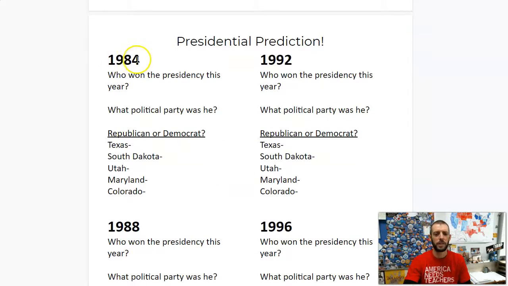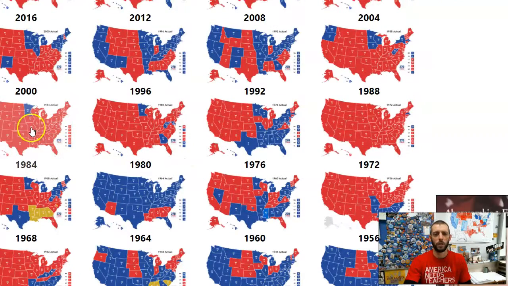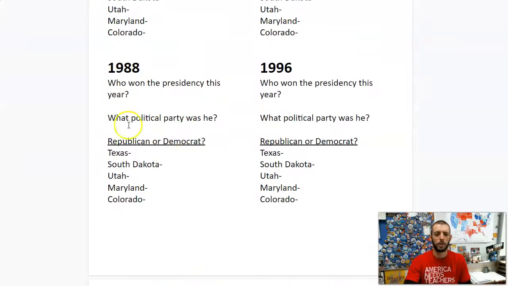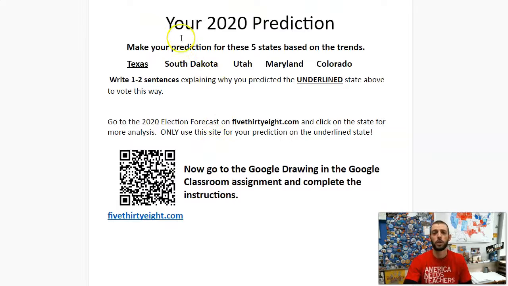Okay, so for instance, 1984, who won the presidency? You're just going to type in your answer right there. What political party was he? Write in their answer there. And then for your 5 states, again, write in Republican or Democrat on how they voted in the 1984 election. Okay, you'll repeat this for 1988, 92, etc. The very bottom then is your 2020 prediction. You're going to make your prediction on your 5 states once again.